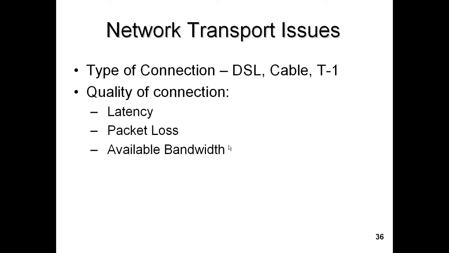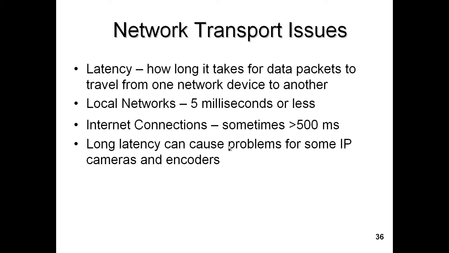Now, we're going to talk about network transport issues because it's real important that we understand the three things that we're testing for when we want to see the quality of a local network or the quality of the internet. The things we test for are the latency, the packet loss, and the available bandwidth. Now, latency is pretty simple to understand. How long does it take a data packet to get from point A to point B on a network?